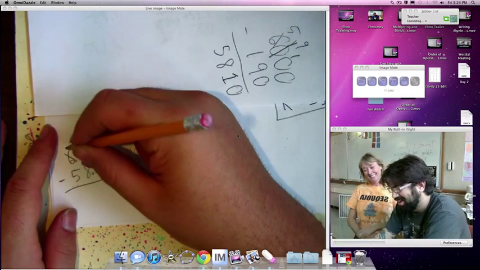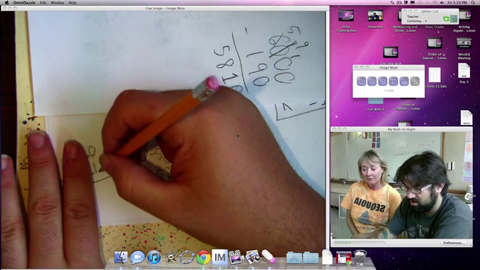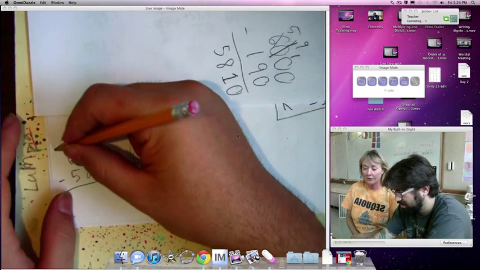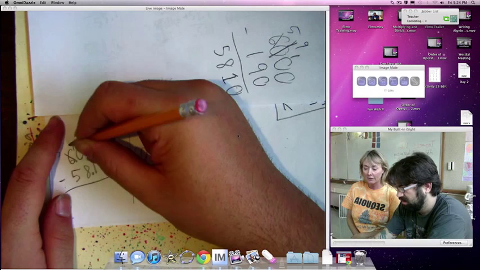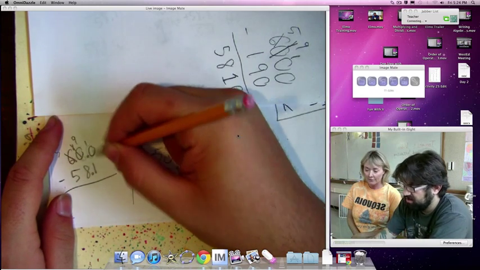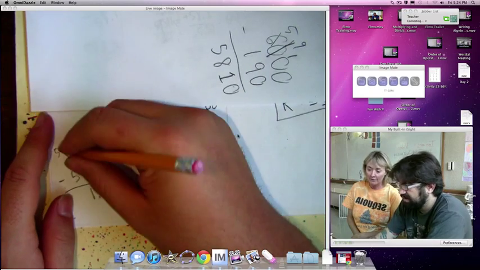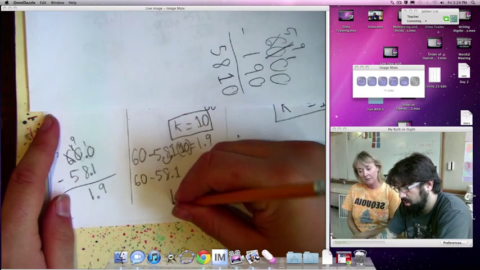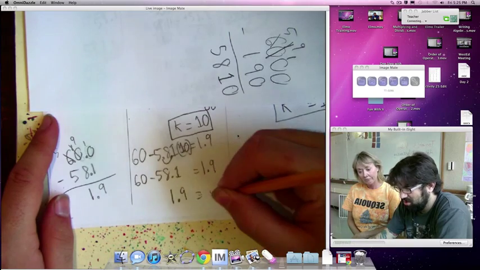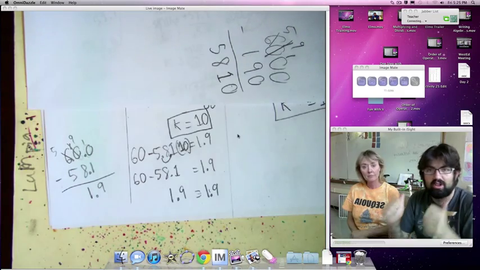Oh, I already know I'm borrowing. 10 minus 1's not going to work. Can't borrow from there, so it's 5, 10, turn that to a 9. 10 minus 1 is 9. 9 minus 8 is 1. And 5 minus 5 is 0. Hey, look, 1.9 is equal to 1.9. So we're good to go.